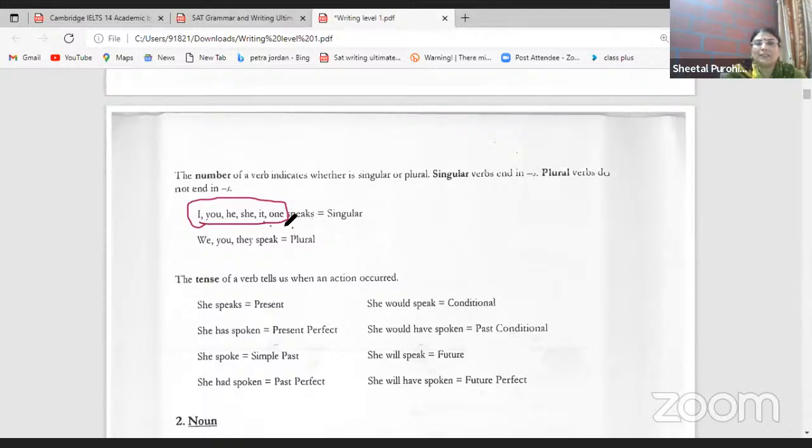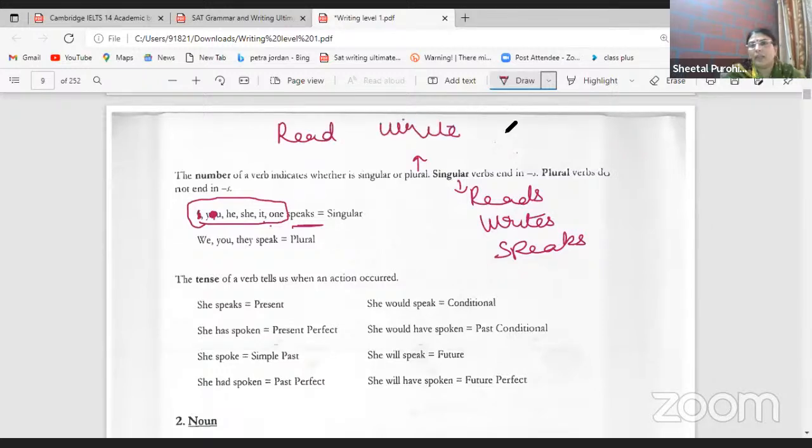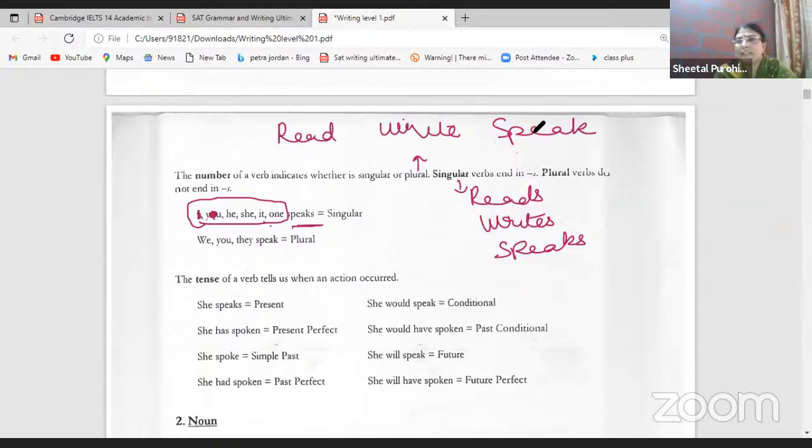So he speaks. Speaks is singular. With I, it will not be. You also, it will not be. He, she, it, one speaks. So singular verb ends with S. Like if you talk about the singular verb, it will be reads. He reads. He writes. He speaks. But when you talk about the plural verb, it will be they read, they write, they speak. The singular verb ends with S. Write down: in present tense, singular verb ends with S.